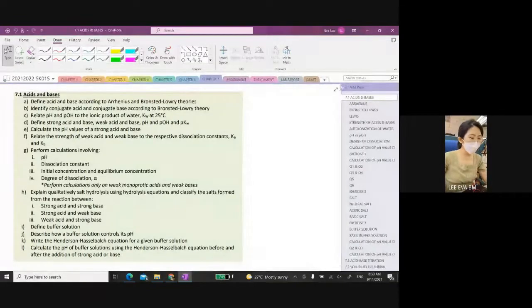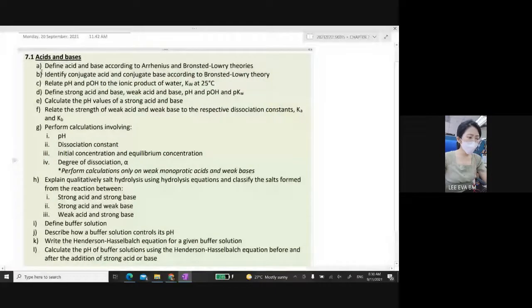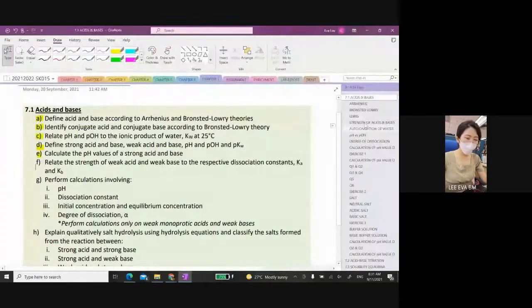Okay, so let's look at the learning outcomes over here. 7.1 acids and bases. Some of it you have already learned before. Define the acid and base according to Arrhenius, Bronsted-Lowry theory. Identify conjugate acid, conjugate base according to Bronsted-Lowry theory. Relate pH, pOH to ionic product of water, Kw. Before this, we learned about Kc, Kp. Now you have Kw. And define strong acid and base, weak acid and base, pH, pOH, pKw. Calculate pH value for strong acid and base. Okay, so this is what we want to cover for today. A, B, C, D, E. The rest of it we will come back to in the following lesson.